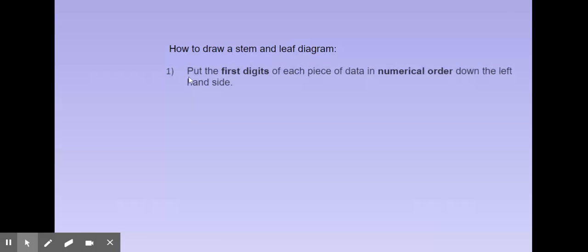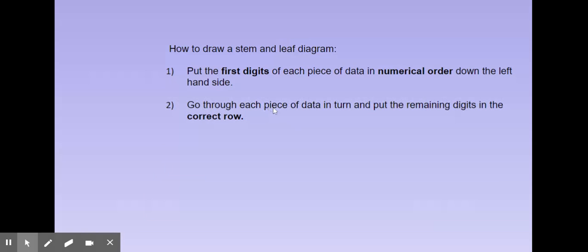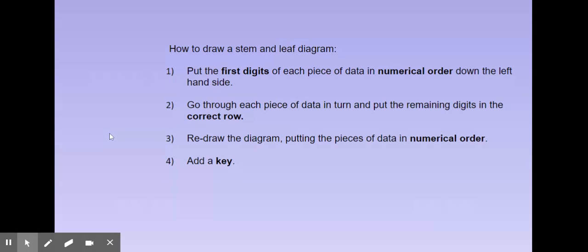Let's look at how to draw a stem and leaf diagram. I've listed some of the steps which are useful. First, put the first digits of each piece of number data in numerical order down the left hand side. Go through each piece of data in turn and put the remaining digits in the correct order. Redraw, putting the data in numerical order, and add a key.